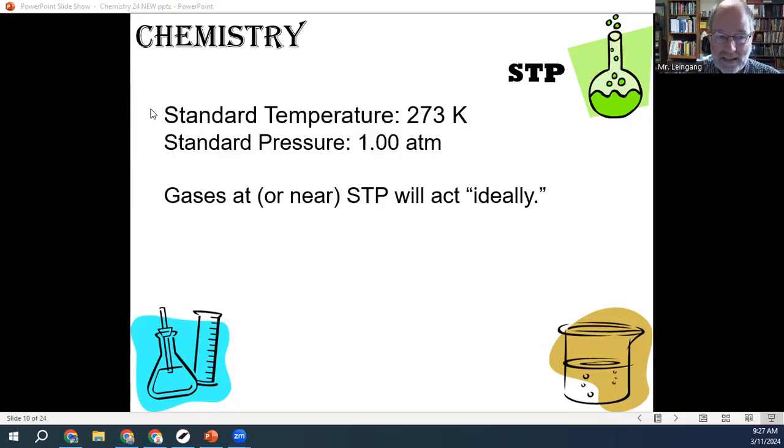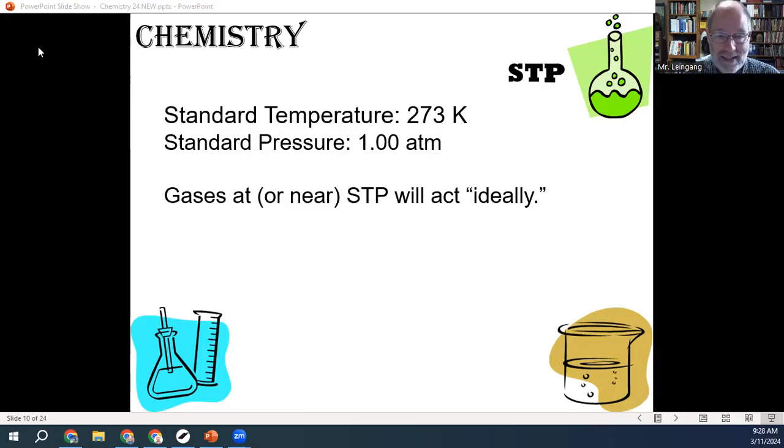We like gases to behave ideally, and so we will often place a gas into what we call standard temperature and pressure. We abbreviate this STP, standard temperature and pressure. Standard temperature is 273 degrees Kelvin, or 0 degrees Celsius. Standard pressure is 1 atmosphere. And we like to get a gas into these conditions because then it will behave ideally.